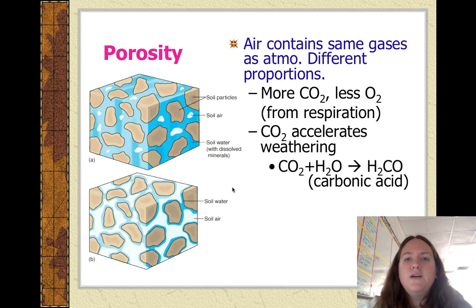So again, porosity, the air inside the spaces between the grains is the same thing as what's in the air, but they're in different proportions. So in the air, we don't have, thankfully, more CO2 than we have oxygen. In the soil, we do because of respiration. And CO2 is going to accelerate the weathering process. You do need to know this formula, how we make carbonic acid. So we have CO2 plus water, and that gives us carbonic acid. And this will increase the weathering rate as well because acids are going to weather things.